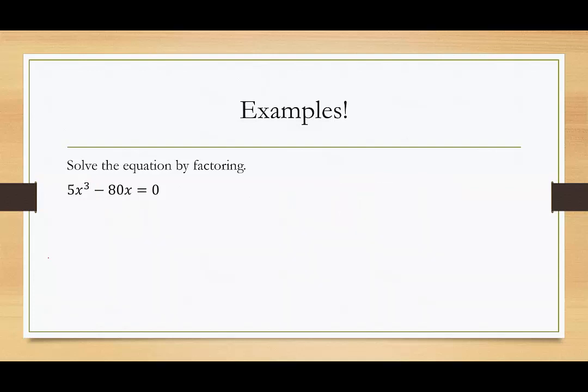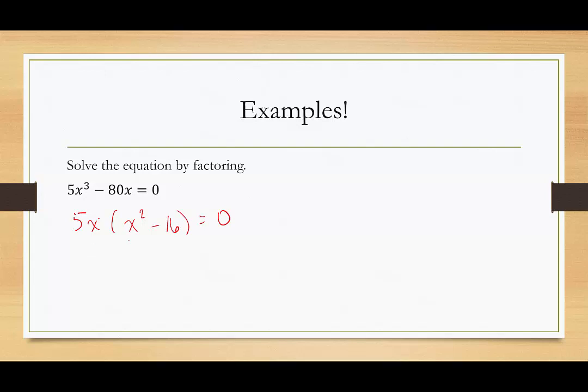Okay, what about this example? If you feel up for it, pause the video and try it on your own. Did you notice there was a GCF again? Yeah, there was. It was 5x, and it still is 5x. So we're going to factor out the 5x. That's going to leave me with x squared minus 16 is equal to 0.